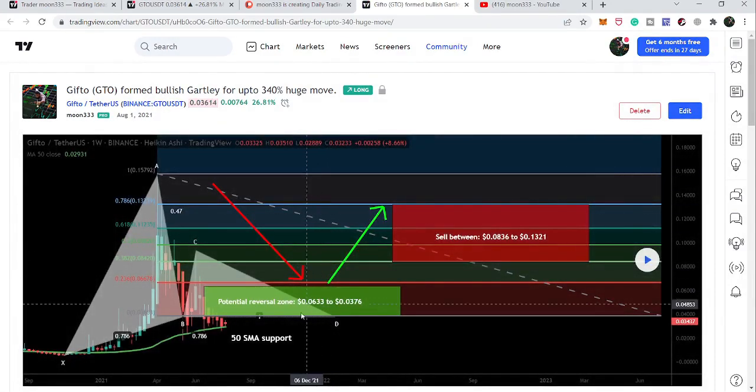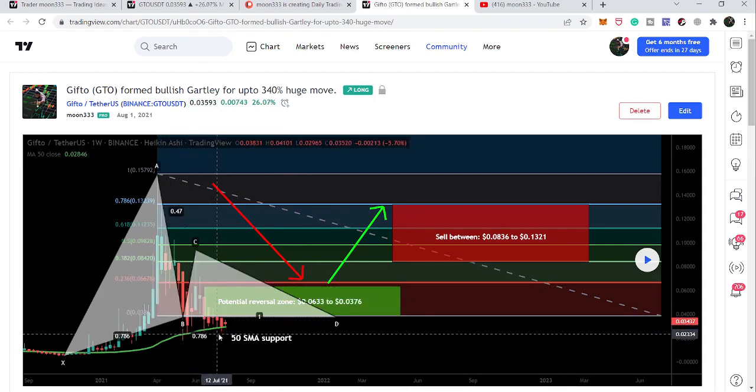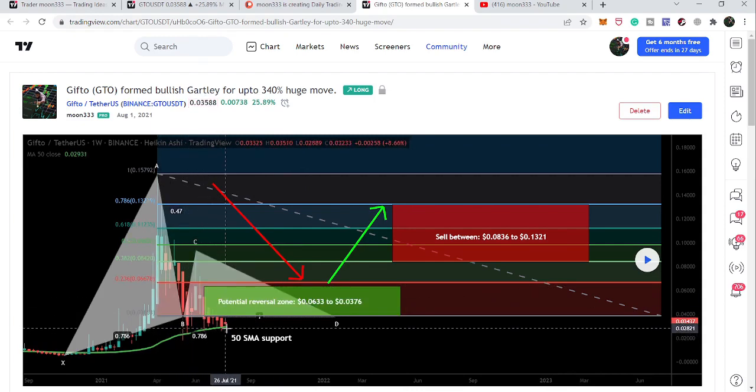And we also had a very nice support of 50 simple moving average. Therefore, I told my members that even though the price line has moved below the potential reversal zone of this guardrail move, we still have a very strong support here at approximately 2.8 cents. And we also have a very strong support of the 50 simple moving average on the weekly time frame. Therefore, this can be a very high reward and very low risk trading idea.